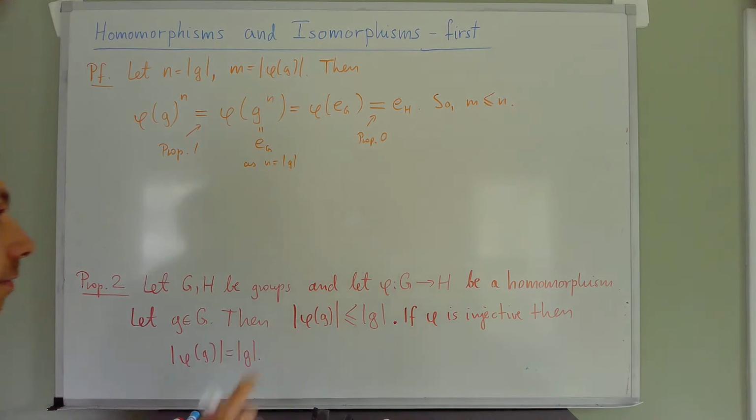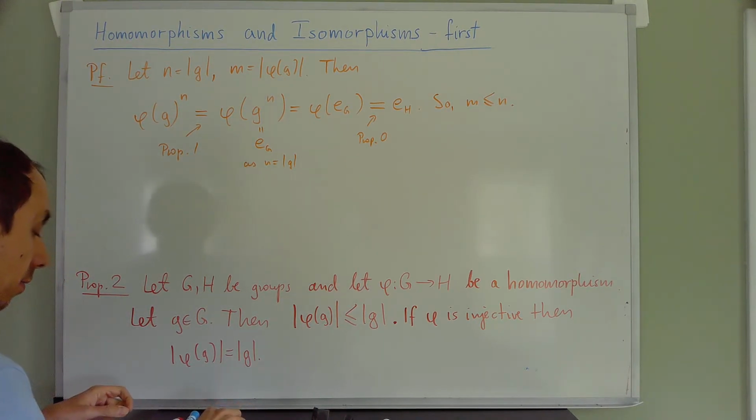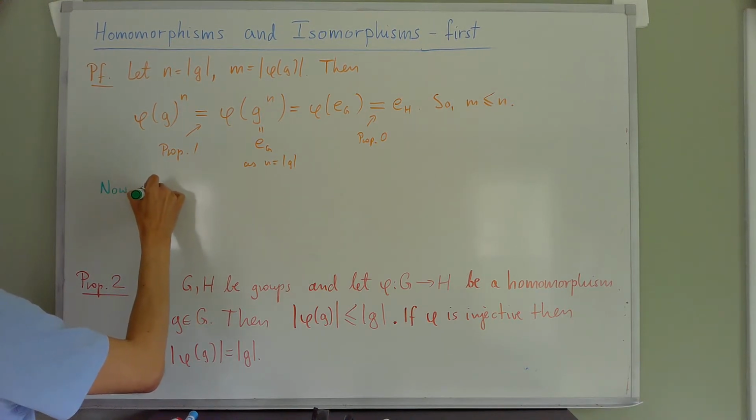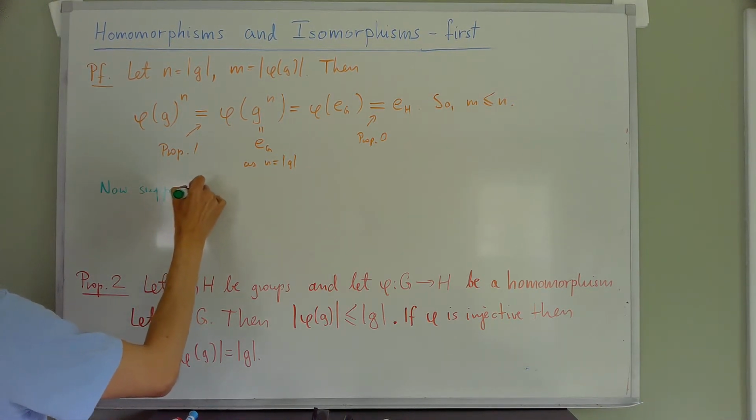So this proves the first claim. So now let's assume that the map is actually injective. Now suppose phi is injective.